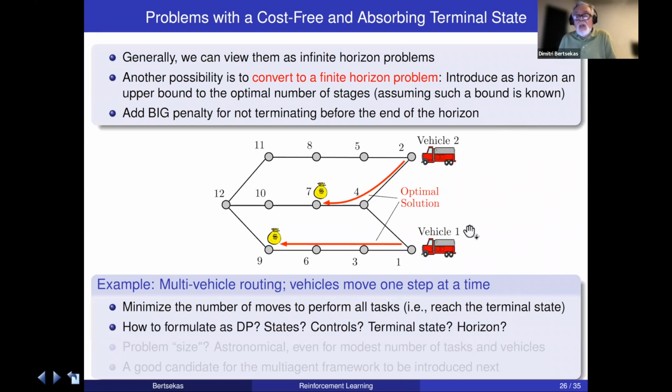Now let's focus on this multi-vehicle routing problem, because we're going to look at problems of this type quite a bit later in the course. How would you formulate this problem as a dynamic programming problem? Any suggestions? What would be the states? What would be the controls? What would be the terminal state, the horizon, and so on? Any suggestions?